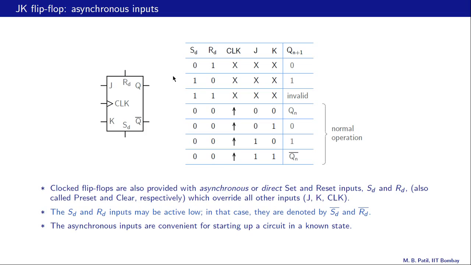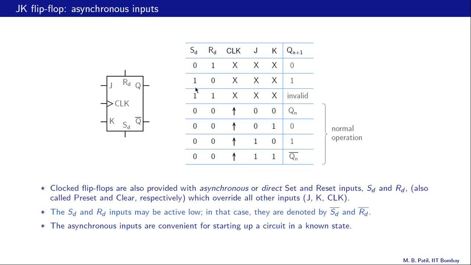When SD is 0 and RD is 1, then Q becomes 0, irrespective of these 3 input values, and that is why we have shown these as don't care conditions, that is X. And now it is clear why these inputs SD and RD are called asynchronous, because the operation is not related to the clock. These inputs simply override the clock.